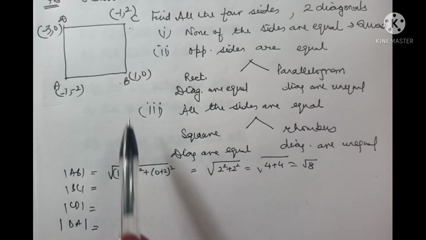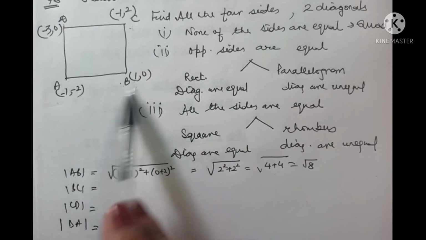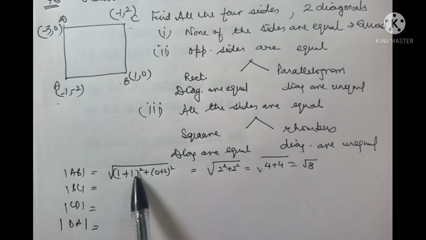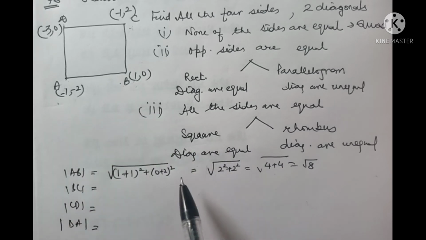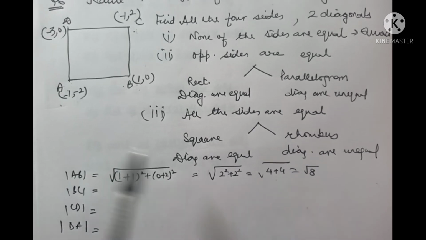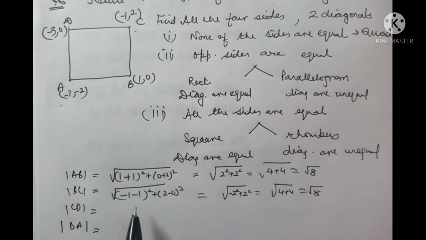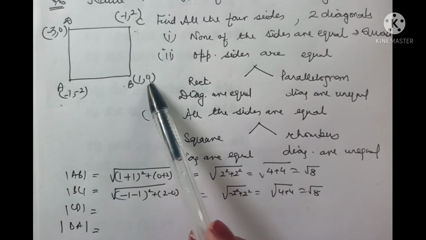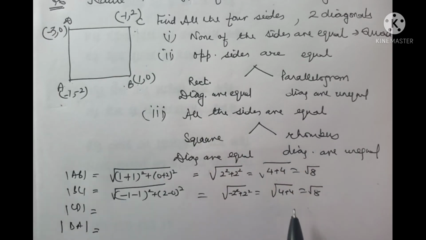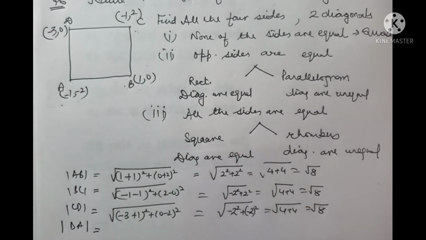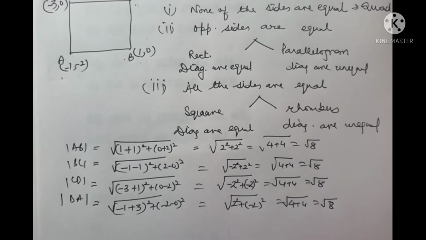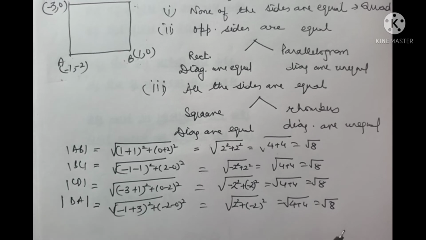AB is root of (1 plus 1) square plus (0 plus 2) square, and you get it as root 8. So see, once you have drawn the rough figure, it becomes very easy. Similarly, let's write BC. It's (minus 1) square plus (2 minus 0) square. Again it comes out to be root 8. CD is again (minus 3 plus 1) square plus (0 minus 2) square, and also it is root 8. And DA also comes out to be root 8.